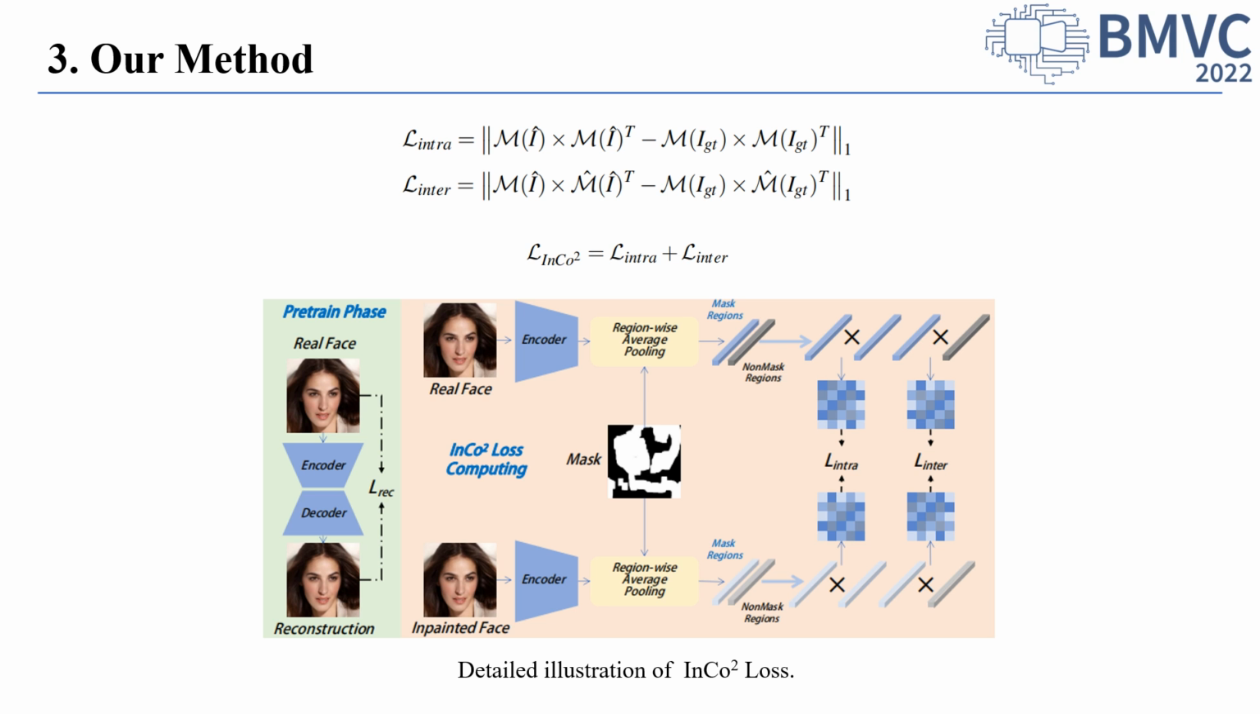There are two steps to establish the InCo2 Loss, as shown in the figure. In the pre-train phase, we employ an encoder-decoder-based reconstruction network to obtain the implicit representations of the face from the middle layer. Then we employ the pre-trained encoder and the mask to obtain two representations of the mask and non-mask regions. Finally, we can compute the InCo2 loss by employing the previous representations.